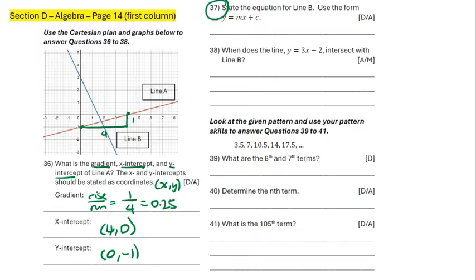Okay, we're on to question number 37, and we've been asked to state the equation for line B. Use the form y equals mx plus c. This comes in your formula sheet if you ever forget it. But m relates to the gradient, c relates to the y-intercept. So we need to look at line B to find those out. So the easiest one to find is your y-intercept, which is going to be up there at 3. So that means from this graph, we know that c is equal to 3.